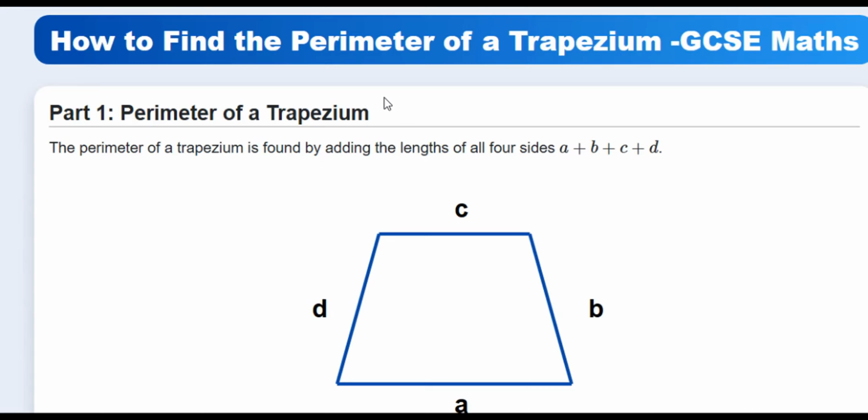Hello, in this lesson, we will learn how to find the perimeter of a trapezium. As we said in the previous lessons, a perimeter is the total distance outside a shape. And in this case, our shape is a trapezium.